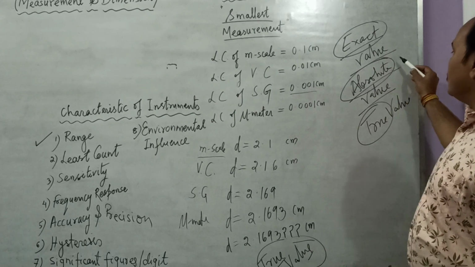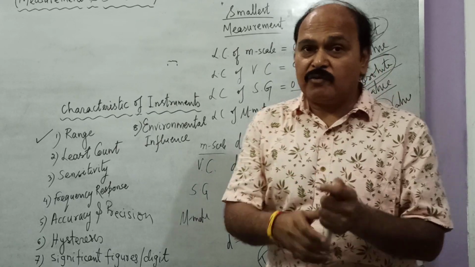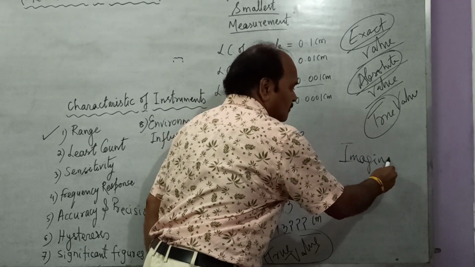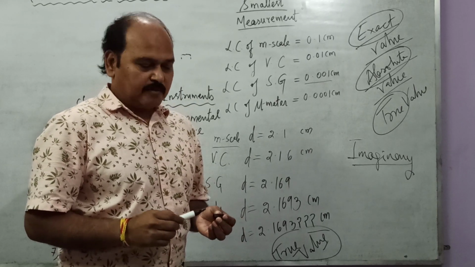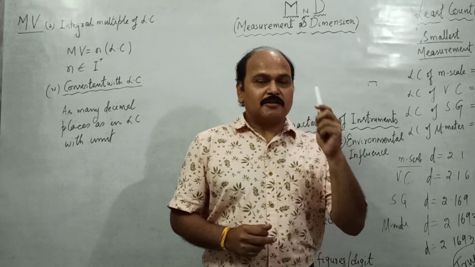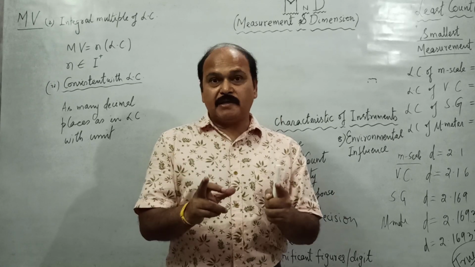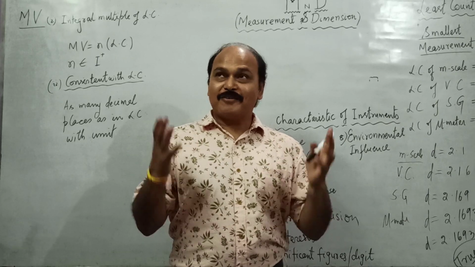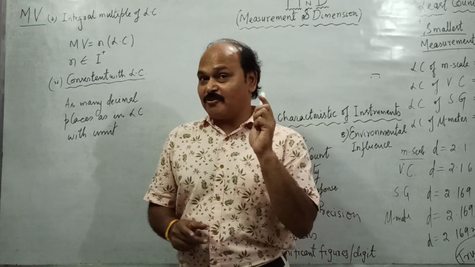So what is the exact value, true value, or absolute value of a measurable quantity? That is always imaginary. Absolute value, true value, exact value all mean the same, and it is imaginary. So children, we have seen that the true value of any measurable quantity, that is any physical quantity, is imaginary. It can never be found out by us. And who knows the true value? God knows. No instrument can ever find out the absolute value of any physical quantity.